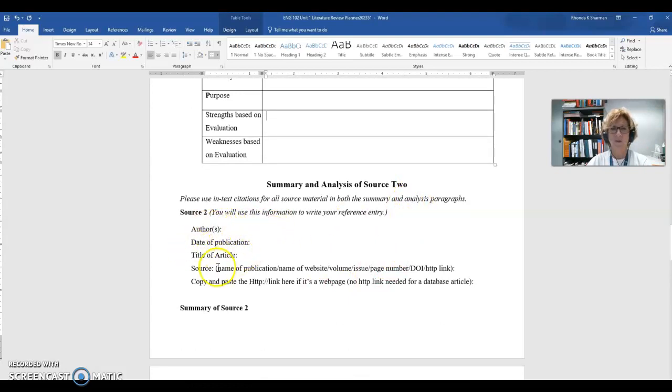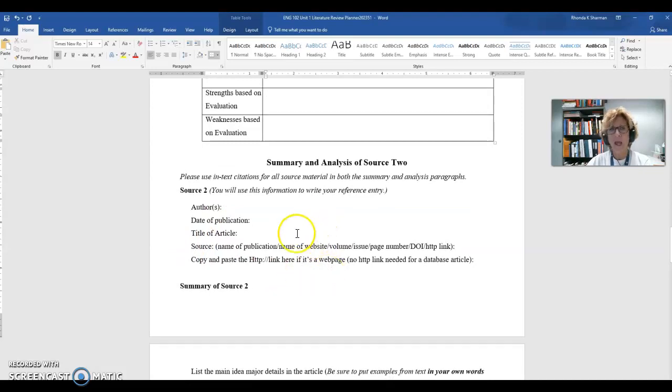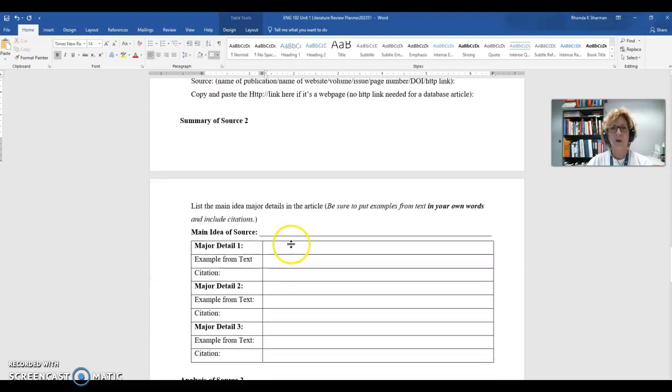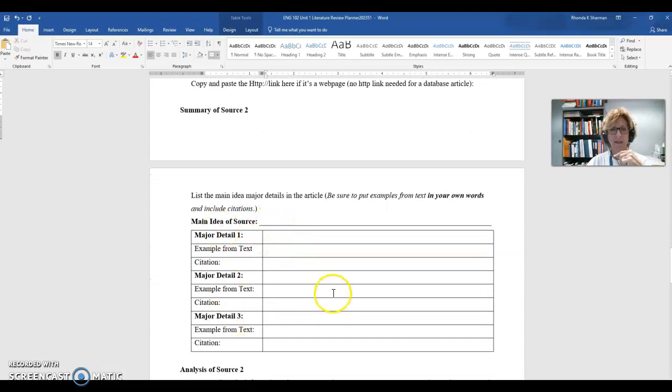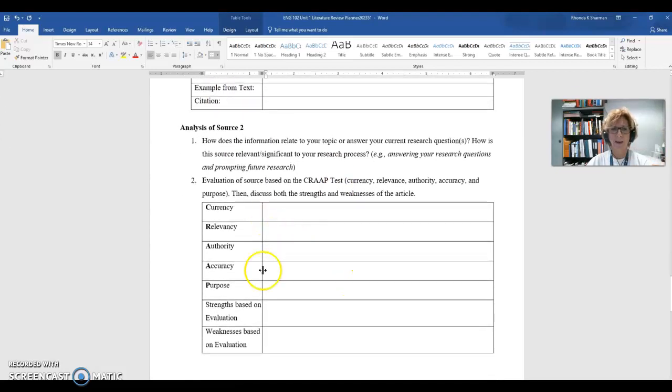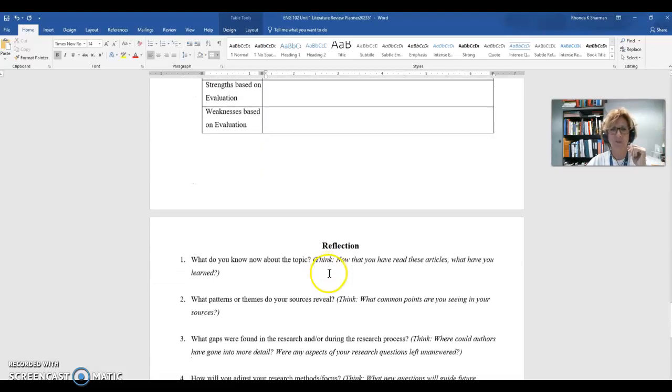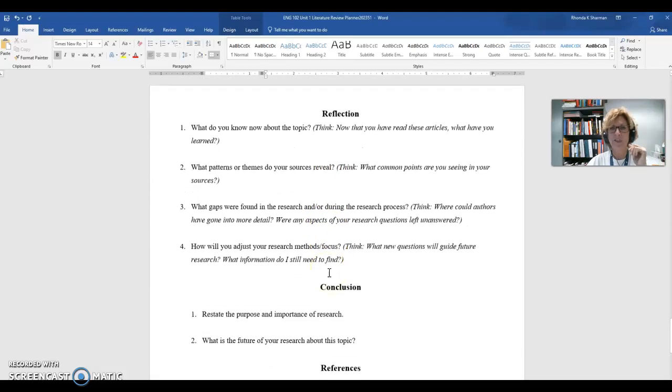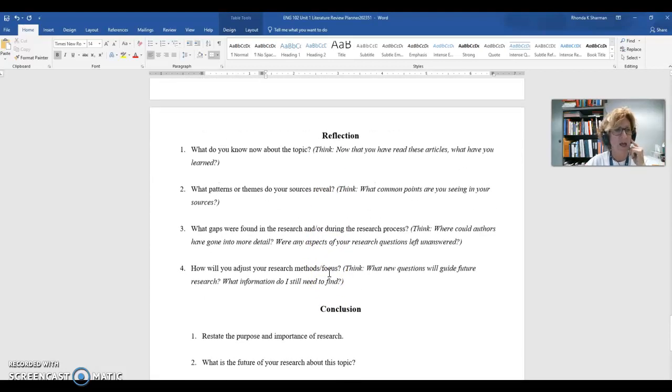So put down all the citation information. For the article from Credo, you will not need to paste the Credo link, but do give me the author, the date, the title, and the name of the reference that the article came from. Here you'll have your main idea and major details, your CRAAP test and evaluation of the article. And then we get to the reflection section of this document.